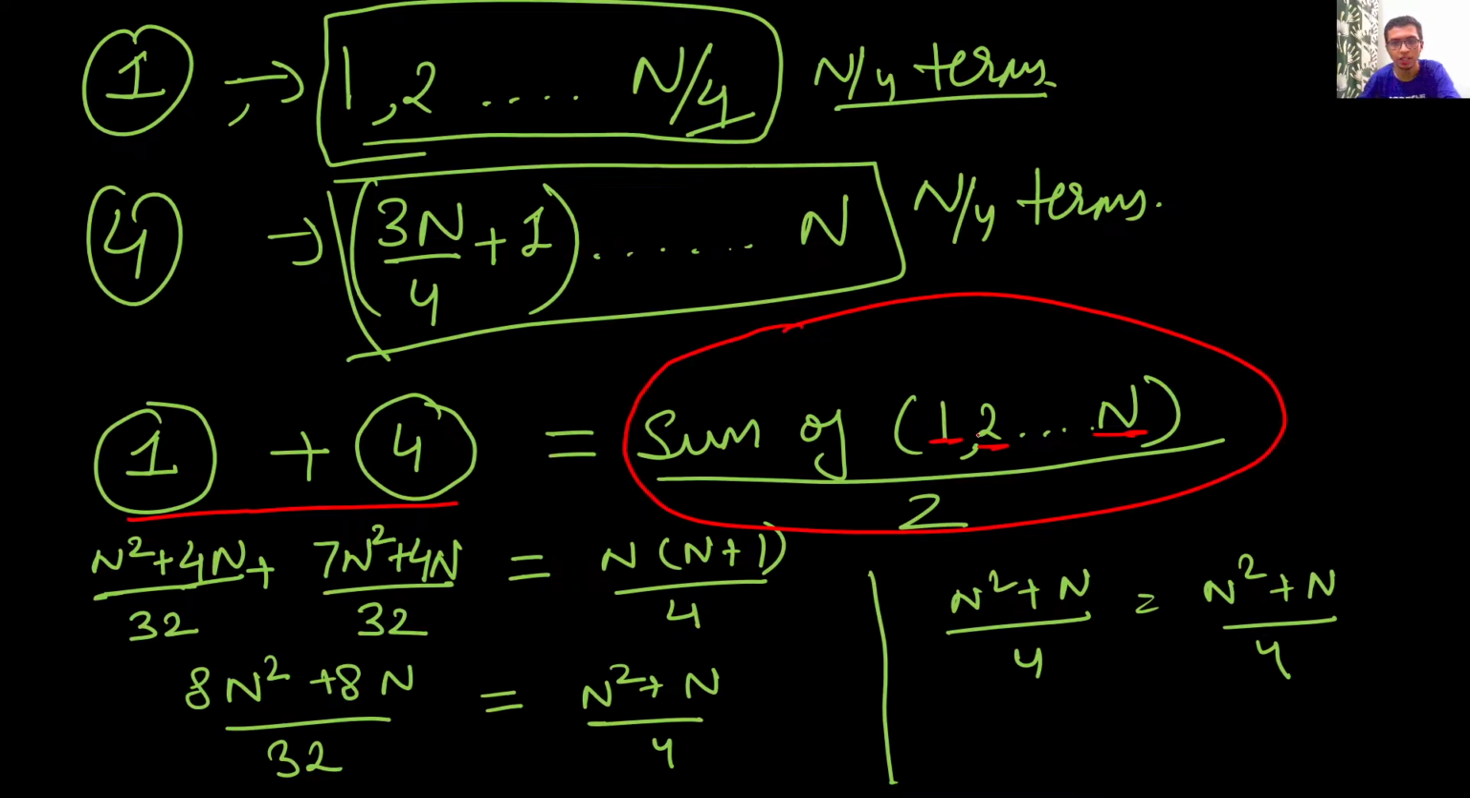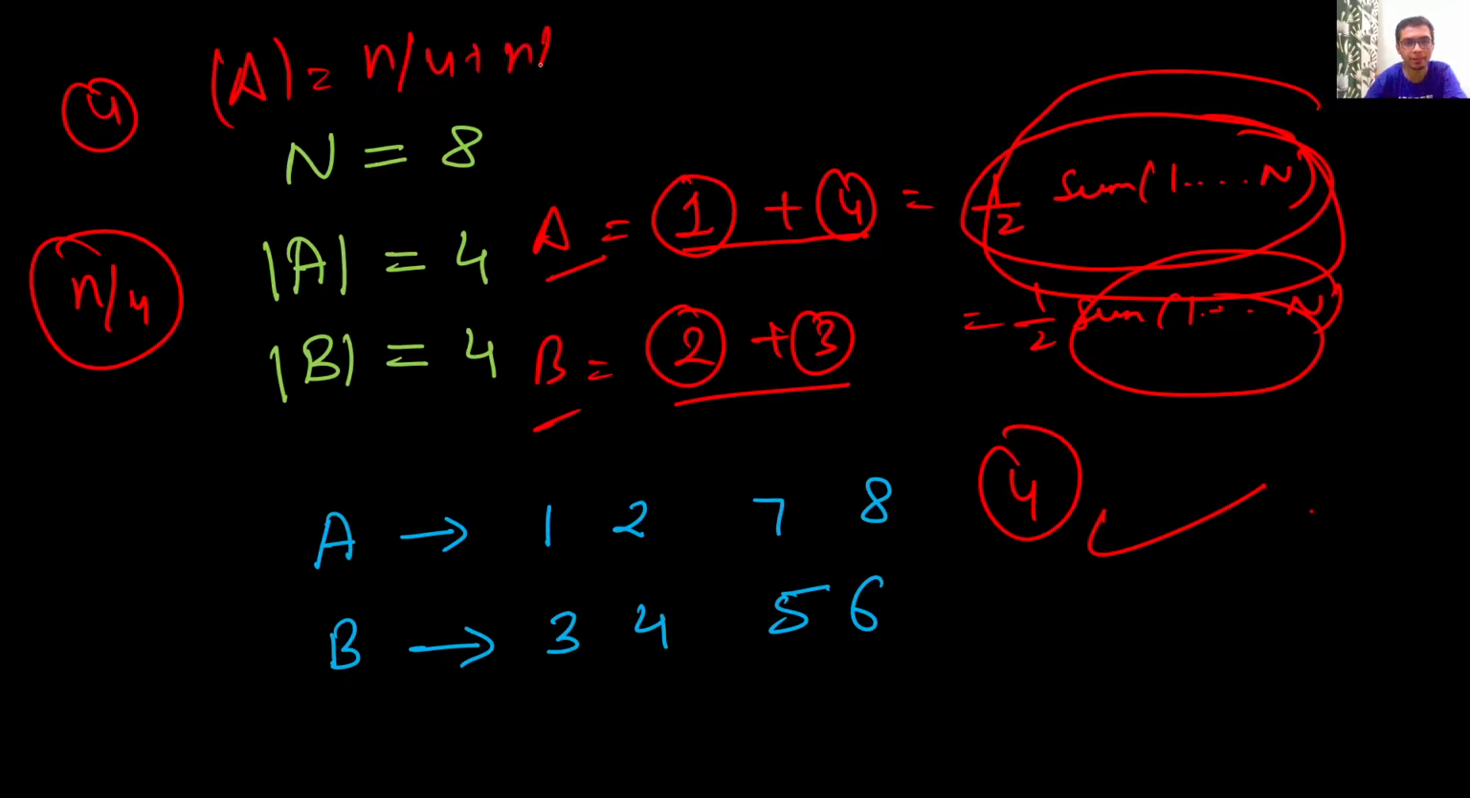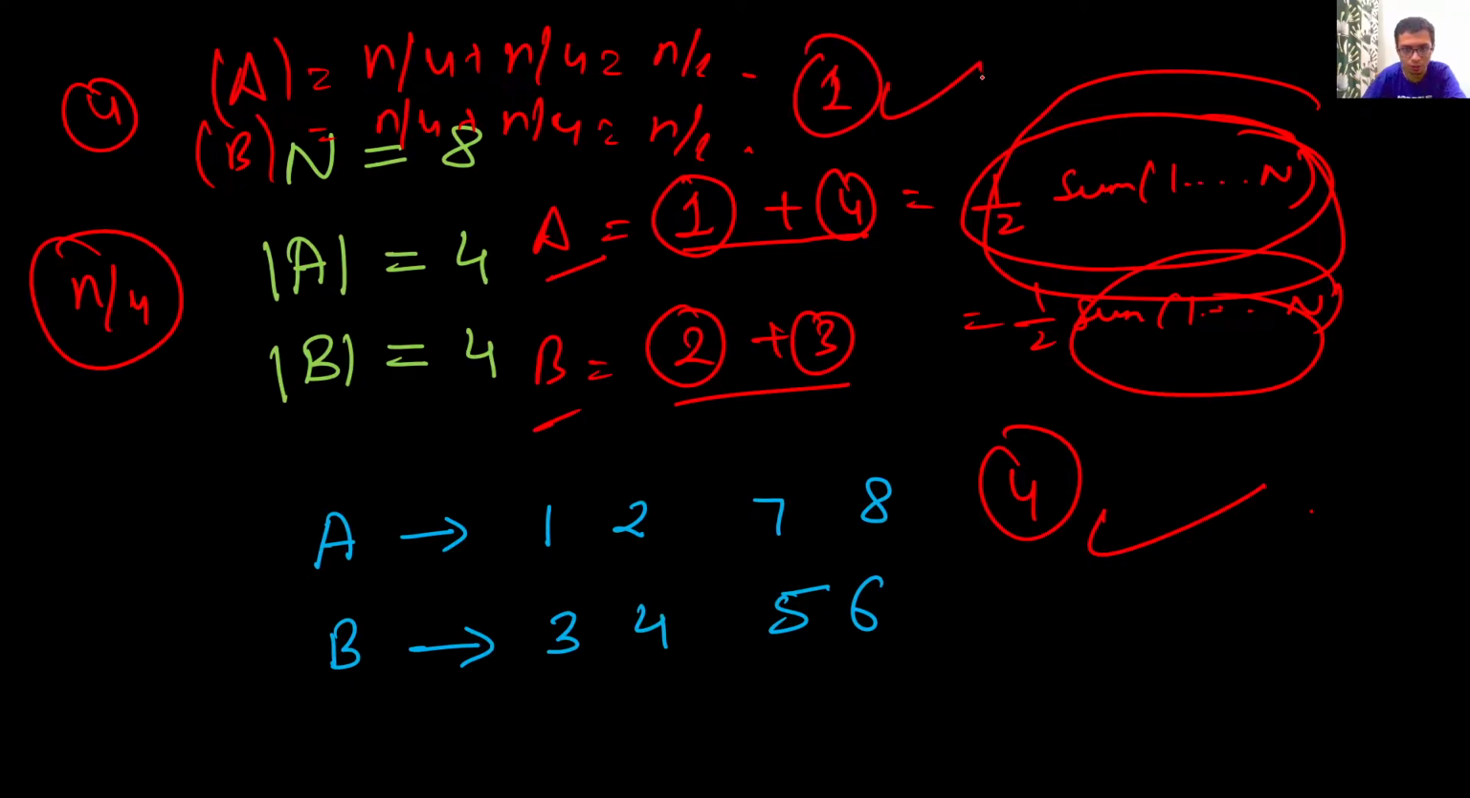Also, you can see that the size of the first array is n by 4. In other words, the size of all four parts, 1, 2, 3, and 4, is n by 4. So the size of A would be n by 4 plus n by 4, which is n by 2. And the size of B would be n by 4 plus n by 4, which is n by 2, right? So the size of both the arrays is also true. So this is the first condition, and this is also true.